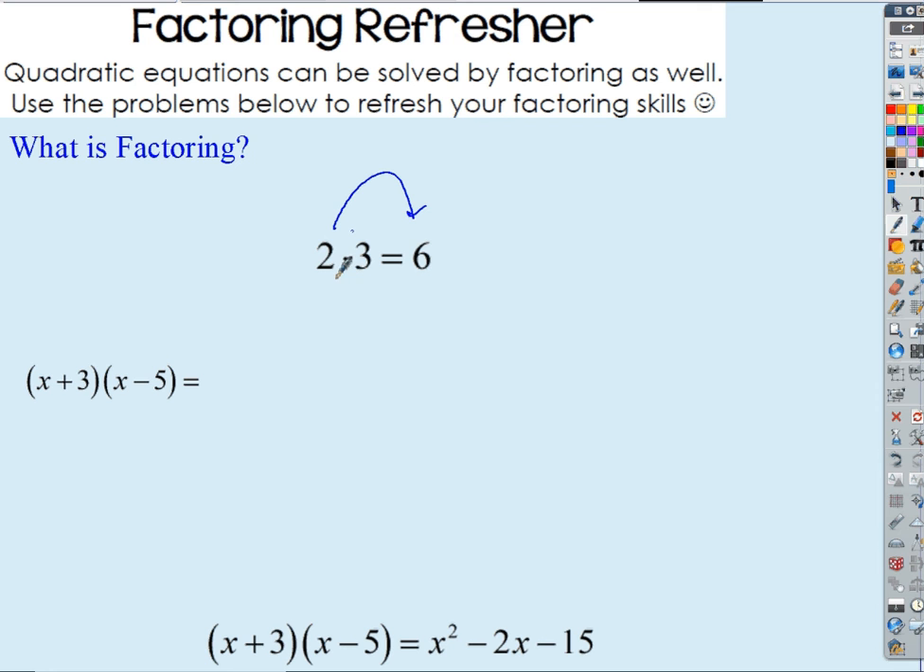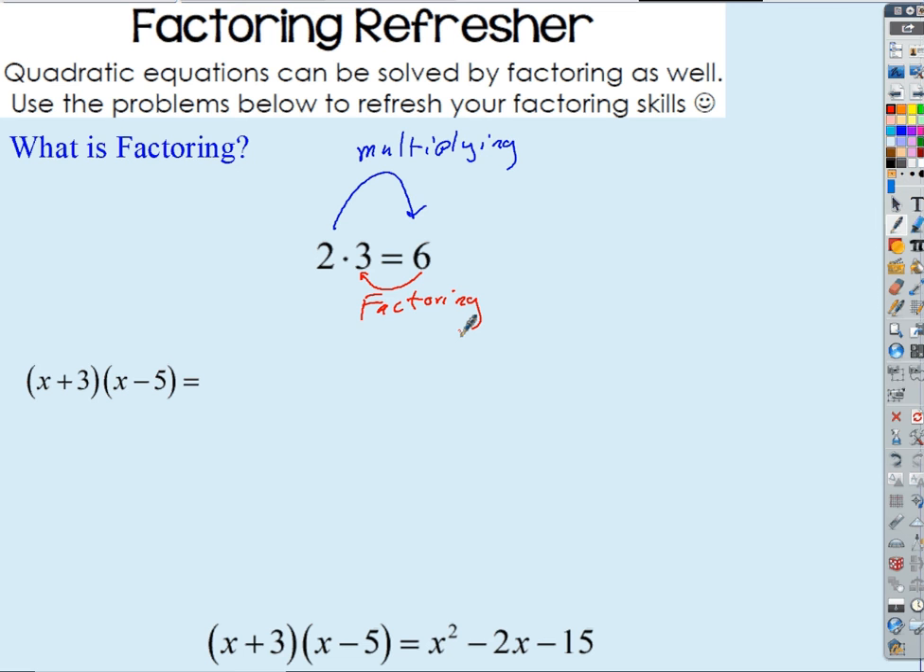So that process of starting with 2 times 3 and getting the answer 6, we call multiplying, right? But if we reverse that process, what if we start with the 6 and we end up with 2 times 3? What have we done? Well, we've broken the 6 up into a product of factors, right? 2 and 3 are factors because they're things that are being multiplied. That's all factors are, things that are multiplied. So we're breaking 6 up into a product of its factors, and that's what we call factoring.